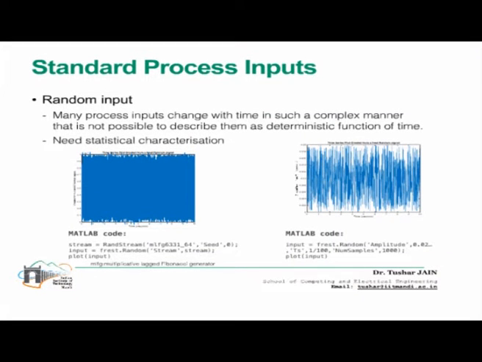So we also have another class of process input called the random inputs. These are basically the disturbance signals. To study all these random inputs, we need to study the statistical theory to do the characterization. So we will not be going into the time domain analysis with respect to these inputs.